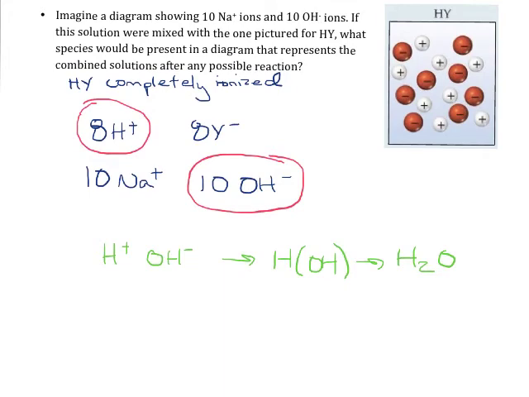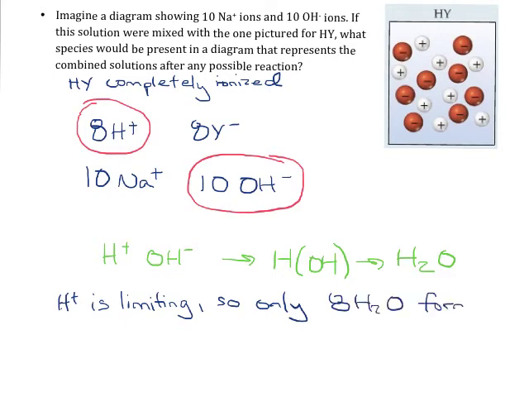So when I do this reaction, I am going to have H+ as the limiting reactant. So only 8 waters form. I'm going to have 2 OH- left behind because I started with 10 and I only used 8 of them.